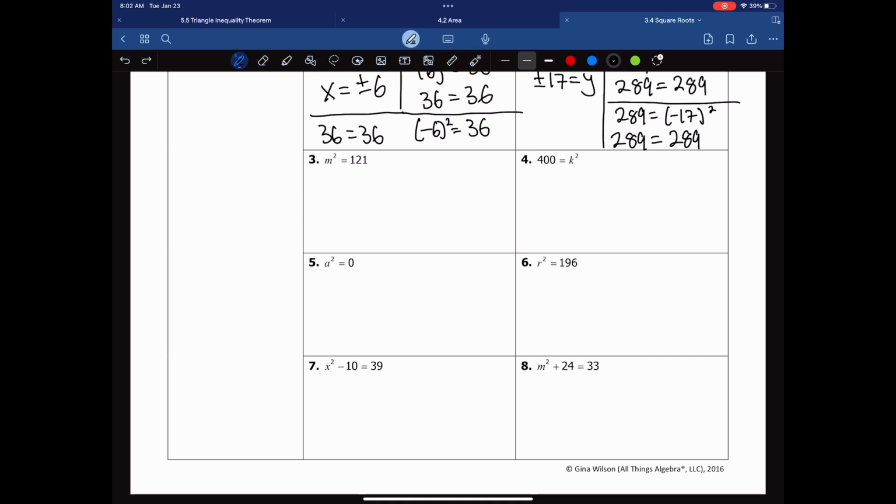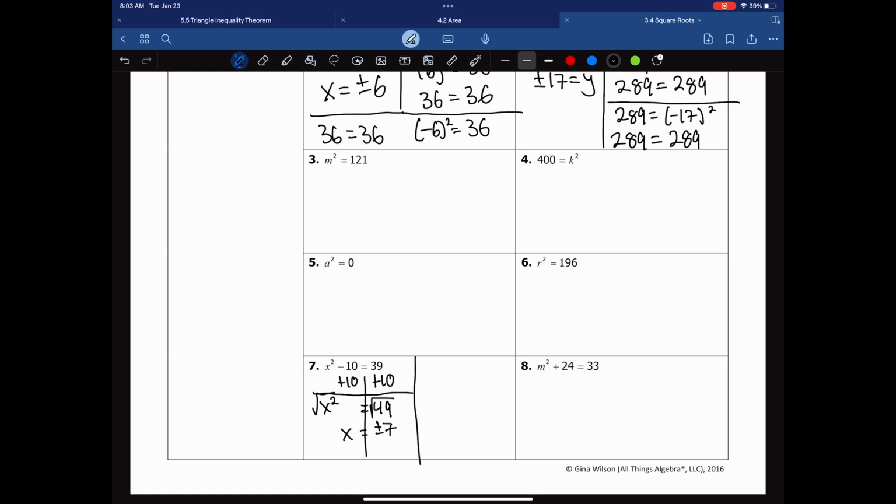So we're going to draw our wall, and we're going to add that 10. Remember, you want to get rid of the thing that is being added or subtracted first. That is the first thing that should always go. And then you have x squared equals 49. And now you take the square root. X is plus or minus 7.